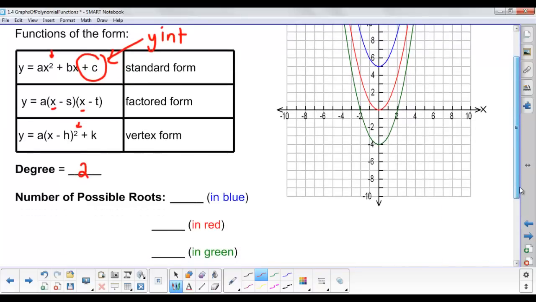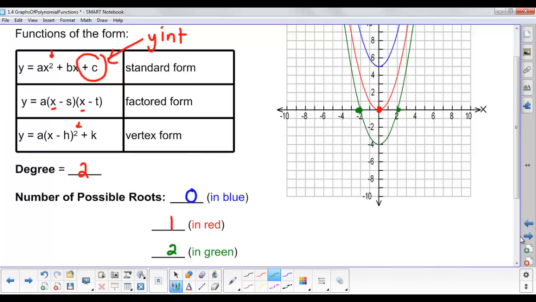If we take a look at the graphs on the right, we have the parabola in blue. Number of possible roots that it will have, well, 0, because the vertex is above the x-axis and it opens up. In red, we have the vertex that lies exactly on the x-axis, so that is the one and only point that lies on the x-axis, so we only have 1 root there. And then finally we have the green parabola, where we have 2 very distinct roots.